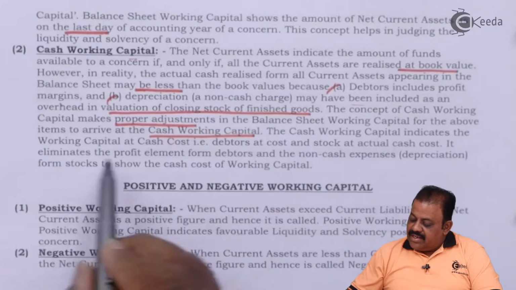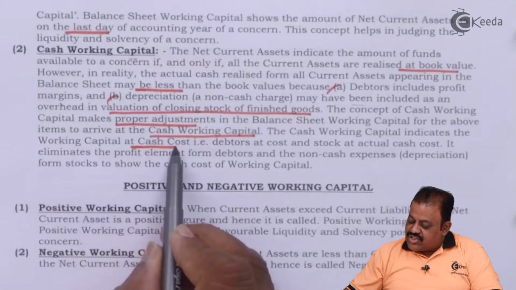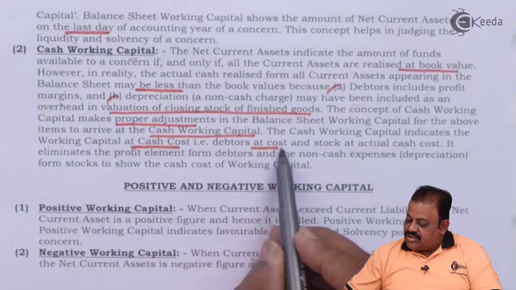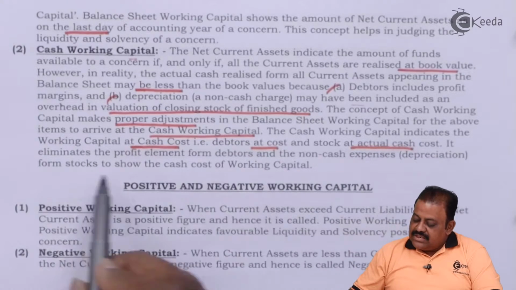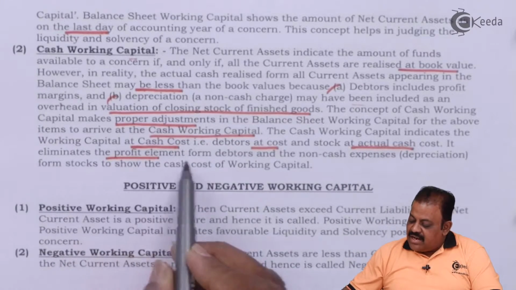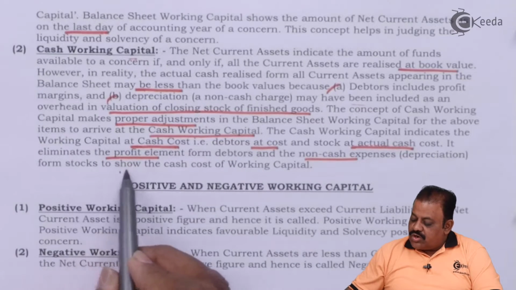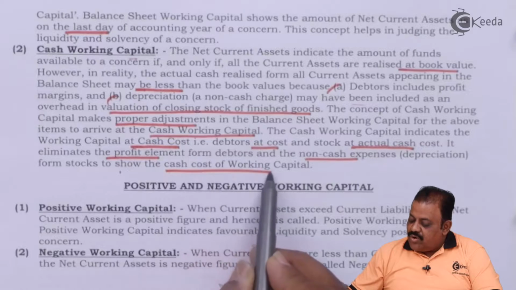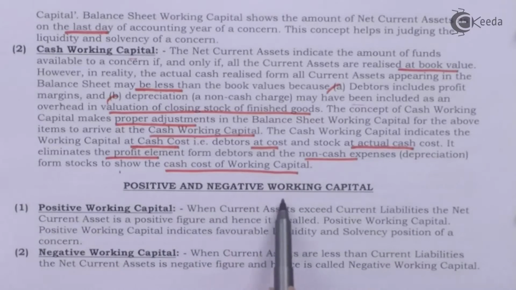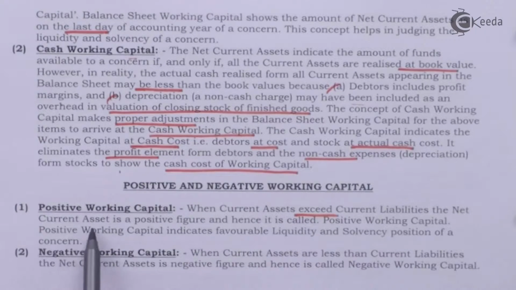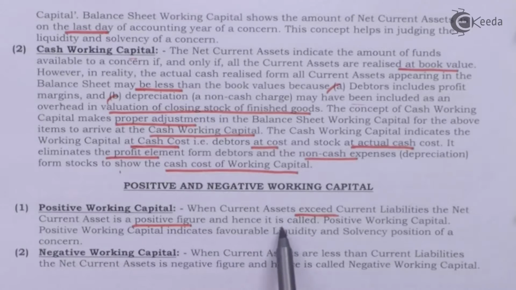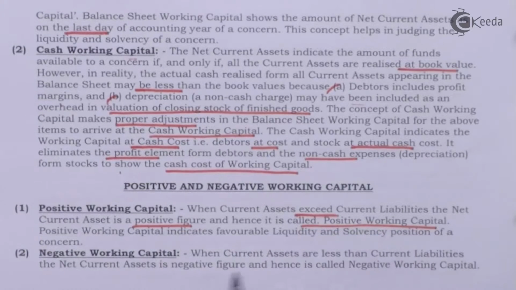The cash working capital indicates the working capital at cash cost: debtors at cost, stock at actual cash cost. It eliminates the profit element from debtors and non-cash expenses like depreciation from stock to show the cash cost of working capital. Positive and negative working capital. Positive working capital: when current assets exceed current liabilities, then the net current asset is a positive figure and hence it is called positive working capital.